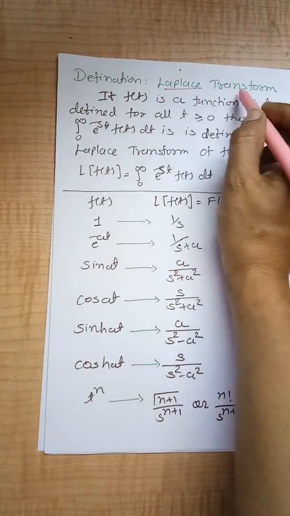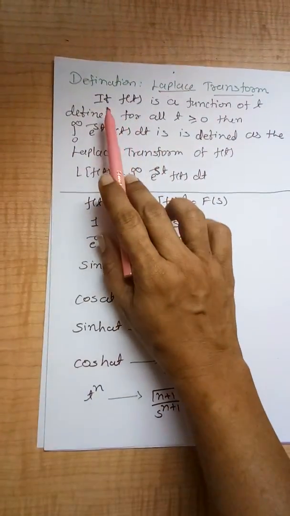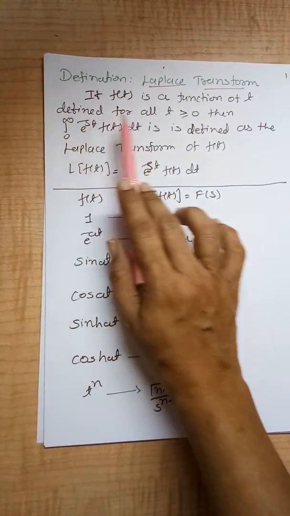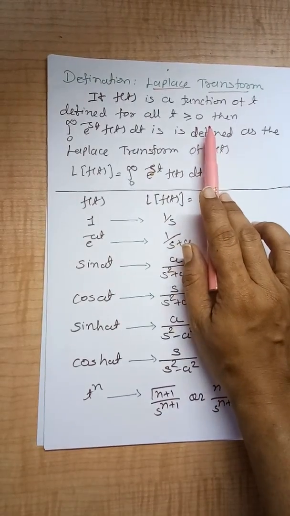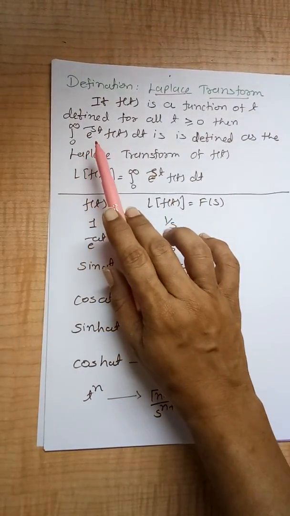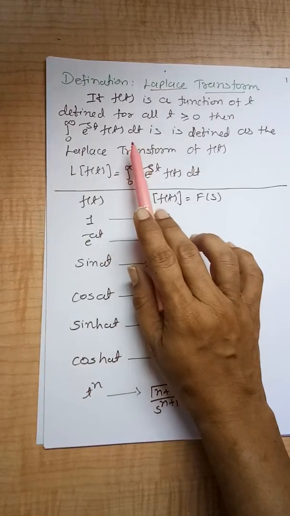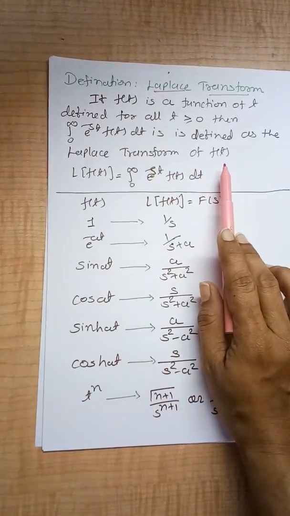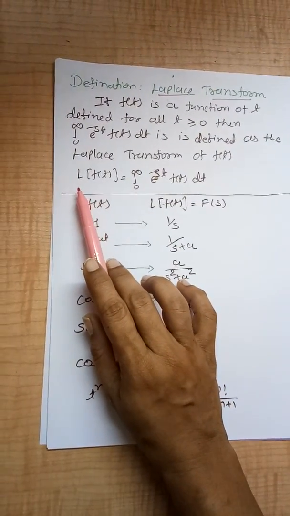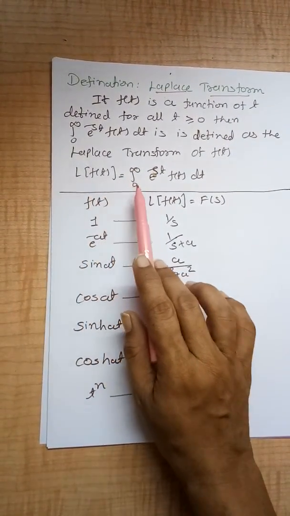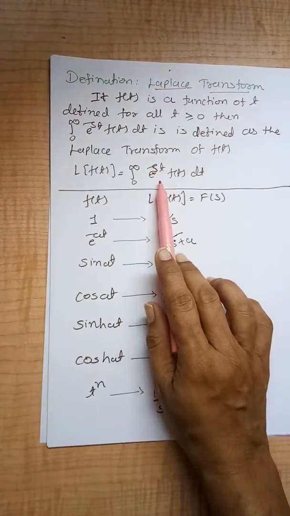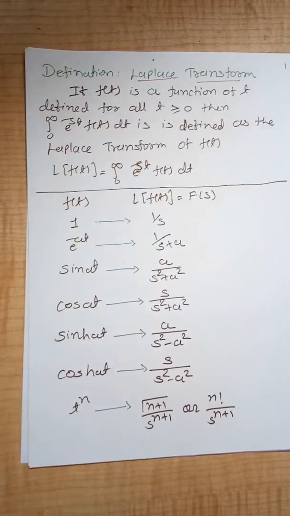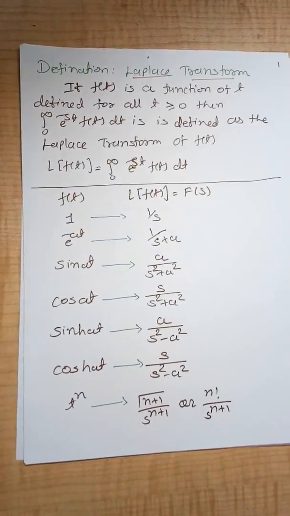Definition of Laplace transform. If f of t is a function of t defined for all t greater than or equal to 0, then integration 0 to infinity e raised to minus st f(t) dt is defined as the Laplace transform of f of t, and it is denoted by Laplace of f of t is equal to integration 0 to infinity e raised to minus st f(t) dt. Okay students, so this is the definition of Laplace transform.